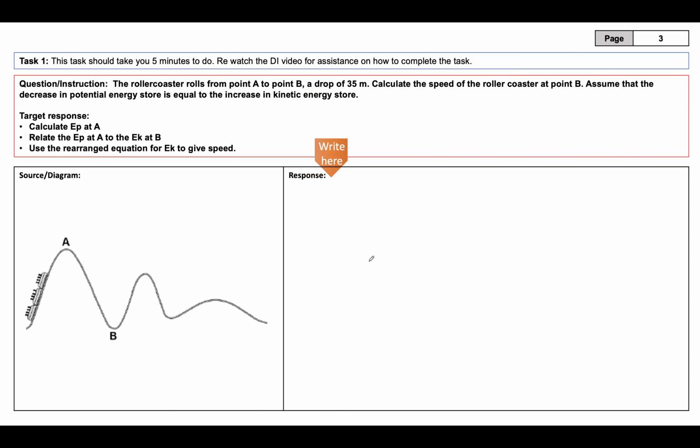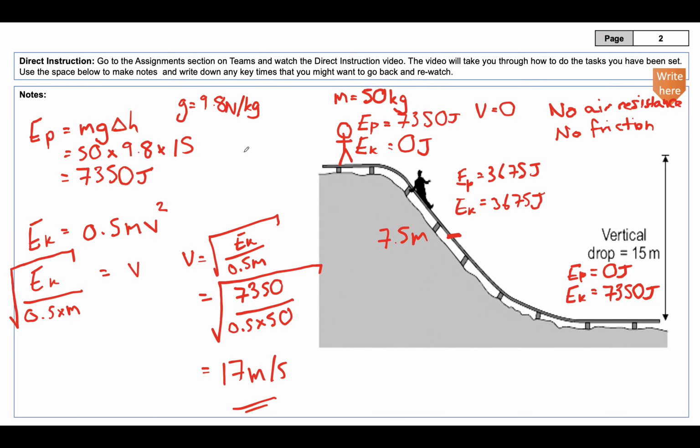So there's a couple questions for you to have a go at that use these ideas. So the first one is, we have a roller coaster, starts at point A, which is 35 meters from the ground. We need to calculate the speed of the roller coaster at point B. And you need to follow these steps. This is exactly what we did in the direct instruction, so you need to follow these steps exactly. So work out the potential energy at the top, which will be the same as the kinetic energy at the bottom, and then substitute that into this equation. So you're going to be using this equation.